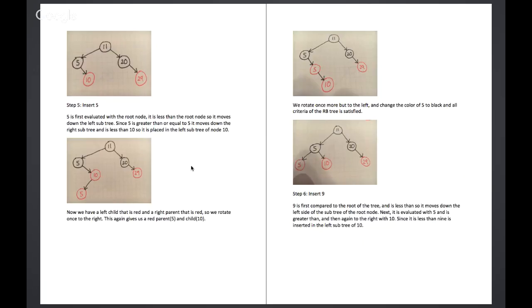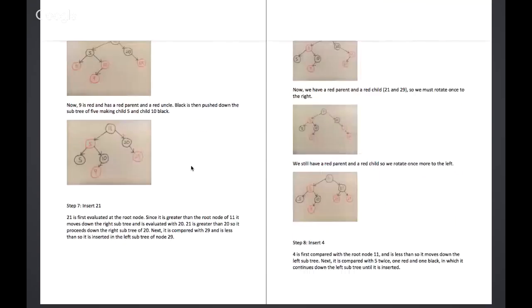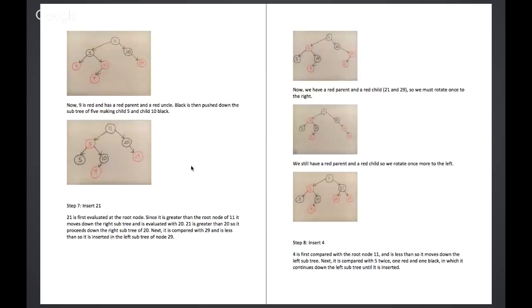As I do in every step, 9 is first compared to the root of the tree and is less than the root, so it's going to move down the left subtree. Then it comes to the black 5 where it's evaluated and is greater than. So now it's going to go down the right side of the black 5 subtree and be evaluated with 10, the red 10. Since 9 is less than 10, it's inserted in the left subtree of the red node 10, shown in the picture on the top left now.